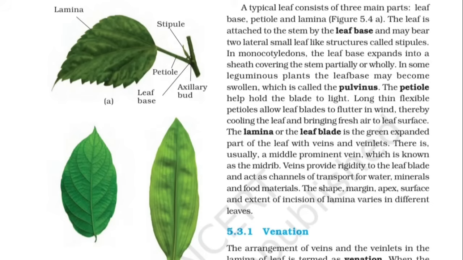Long, thin, flexible petioles allow leaf blades to flutter in wind, thereby cooling the leaf and bringing fresh air to leaf surface. The lamina, or the leaf blade, is the green, expanded part of the leaf with veins and veinlets. There is, usually, a middle prominent vein, which is known as the midrib. Veins provide rigidity to the leaf blade and act as channels of transport for water, minerals, and food materials. The shape, margin, apex, surface, and extent of incision of lamina varies in different leaves.